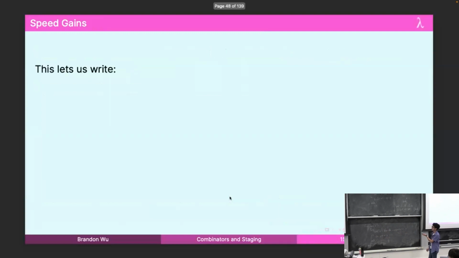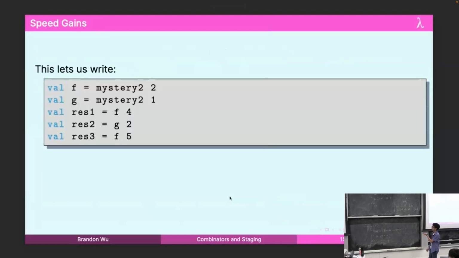So that was the edit. Suppose I first bound f to mystery 2 of 2. Then I bound g to mystery 2 of 1. Then I used f and g independently after their bindings on 4, 2, and 5, which are the arguments that were before. You probably don't remember. It's fine. How many years does this take to run? 6 years, right?